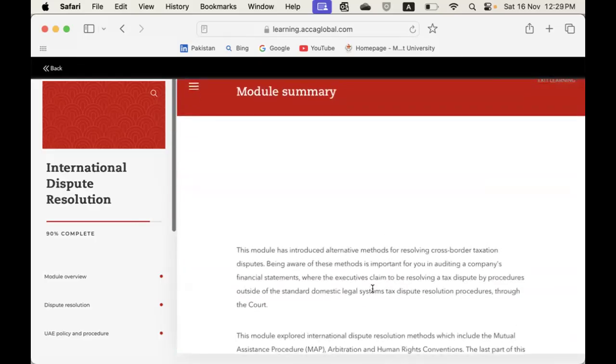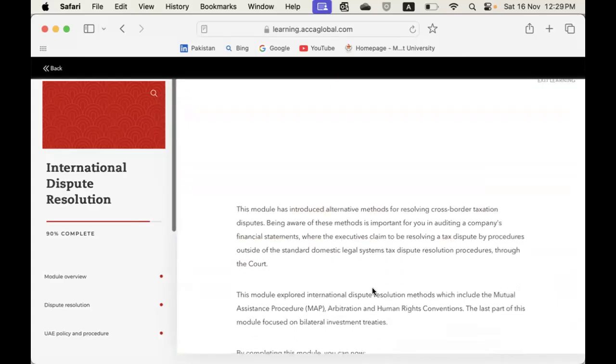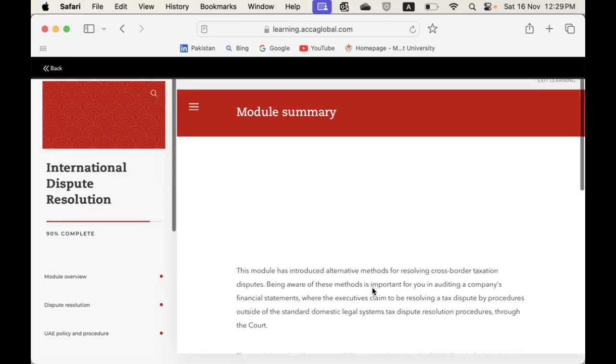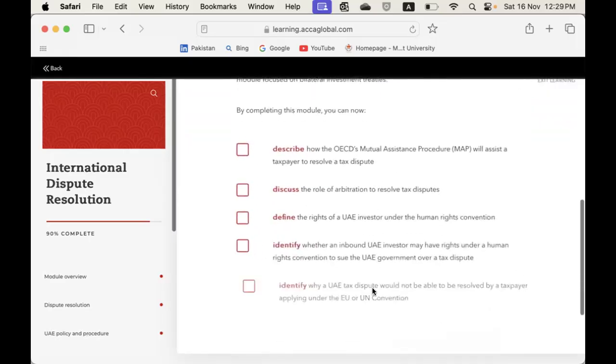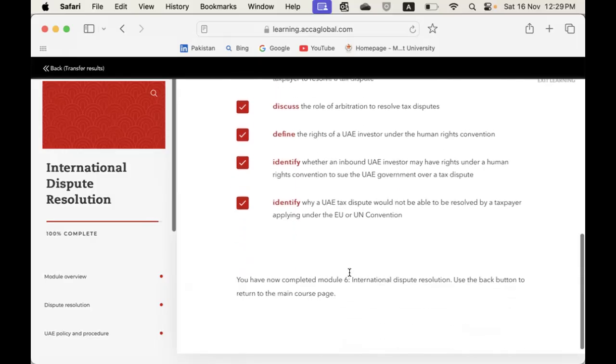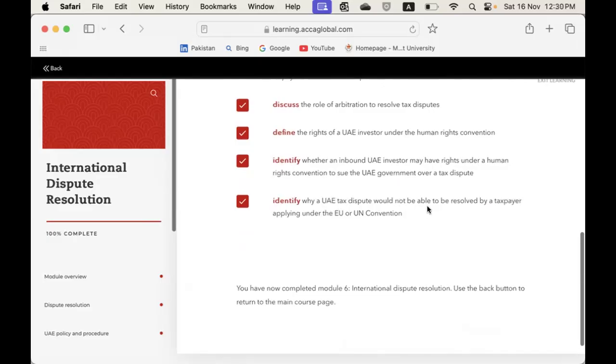It was an interesting lesson, very important, and the timing of this lesson was very right. Why? Because after 31st December 2024, tax practitioners are probably going to encounter quite a few things on this. So let us look at the summary. By completing this module, you can now describe how the OECD's mutual assistance procedures will assist a taxpayer to resolve a tax dispute, discuss the role of arbitration, define the rights of a UAE investor under the Human Rights Convention, identify whether an inbound UAE investor may have rights under a human rights convention to sue the UAE government over a tax dispute, and identify why a UAE tax dispute would not be able to be resolved by a taxpayer applying under the EU or UN convention.